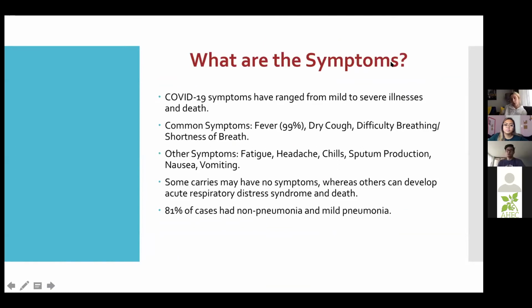So we talked about how it spreads, and next we're going to talk about the symptoms. What are the symptoms? COVID-19 symptoms have ranged from mild to severe illness and death. Common symptoms are fever, mostly, like 99% present with a fever, dry cough, difficulty breathing, or shortness of breath. But there are other symptoms too, like fatigue, headaches, chills, sputum production, nausea, and vomiting. Some carriers may have no symptoms at all, but others can develop acute respiratory distress syndrome and die.